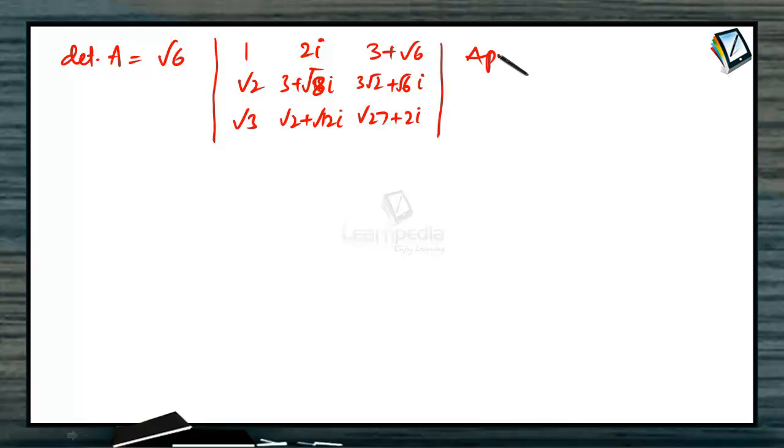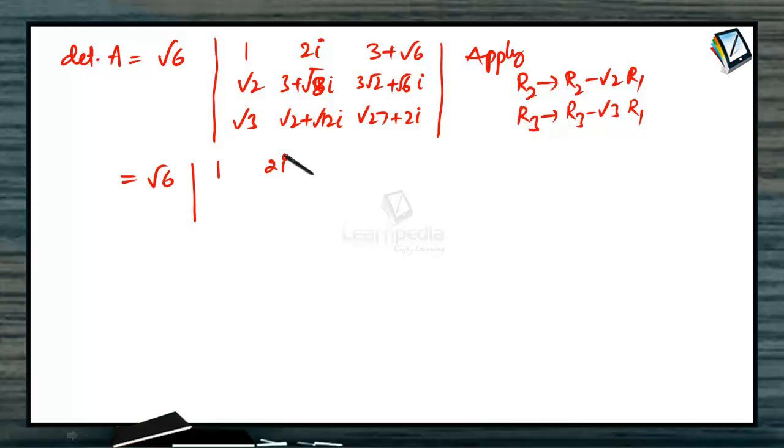Now apply the transformations r2 replaced by r2 minus root 2 r1 and r3 replaced by r3 minus root 3 r1. Then these two positions will become 0. Therefore det of A will become root 6 into the determinant with first row 1, 2i, 3 plus root 6, and 0, 0 below, and here it will be root 3, here it will be root 2. This is root 6i minus 2 root 3, and this is 2i minus 3 root 2.